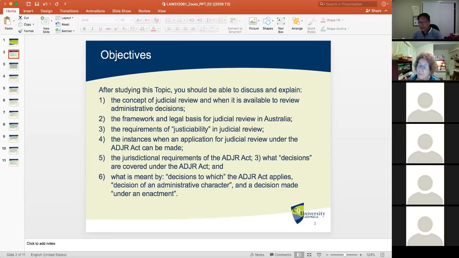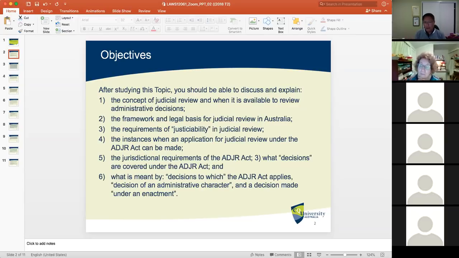So when we examine administrative law, we're looking at decisions made by the executive. And when it comes to judicial review, the basic question we're asking is whether or not the decision made by the executive is according to the law. And we assume in that instance that the law, as far as the Act of Parliament is concerned, is actually lawful and constitutional.